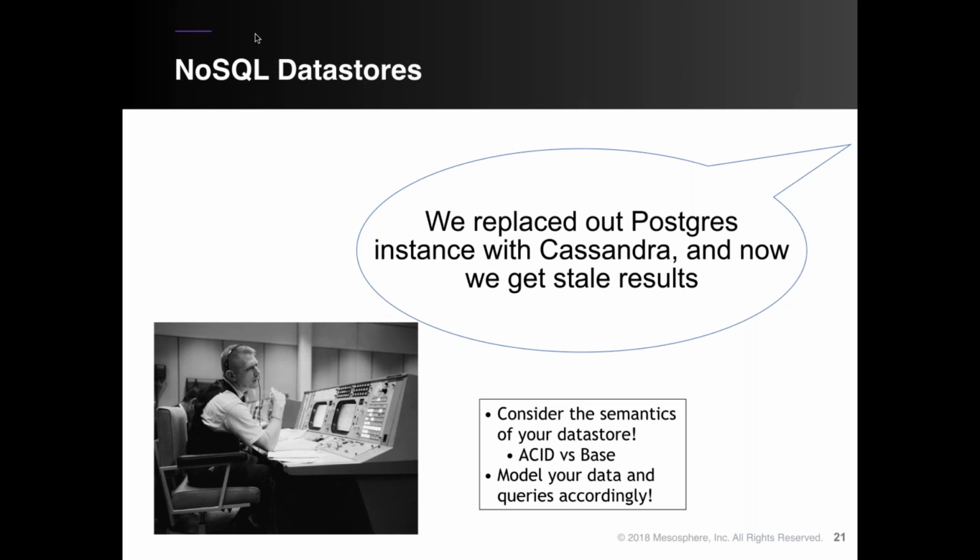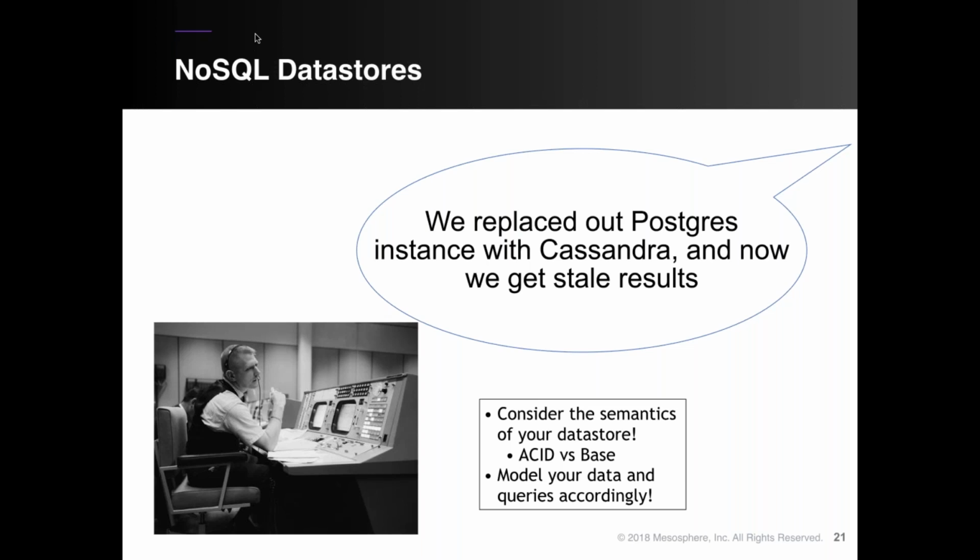So it's the ACID versus BASE consistency guarantees. They were getting stale results after they had written their data, simply because they didn't understand that Cassandra is an eventually consistent system, whereas Postgres is immediately consistent due to the ACID constraints.